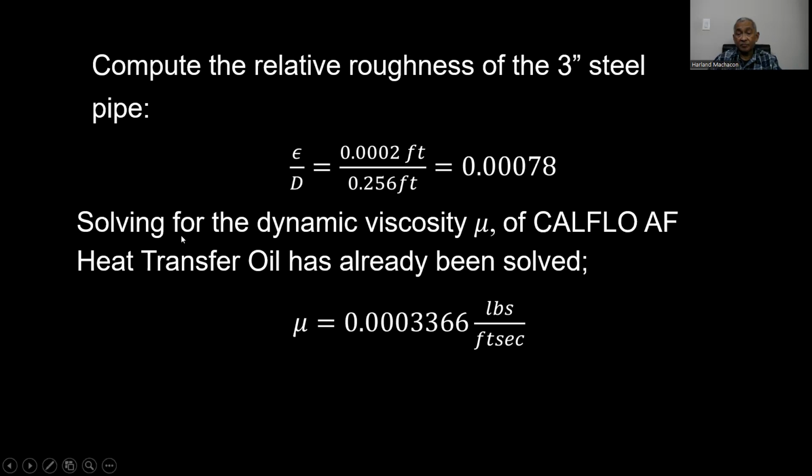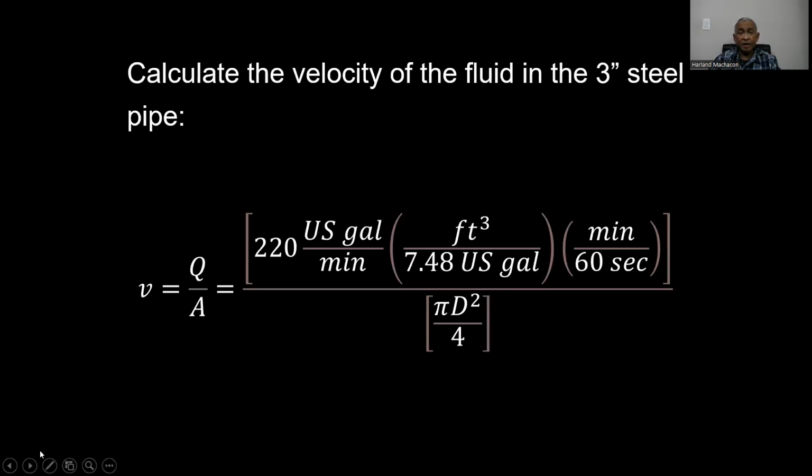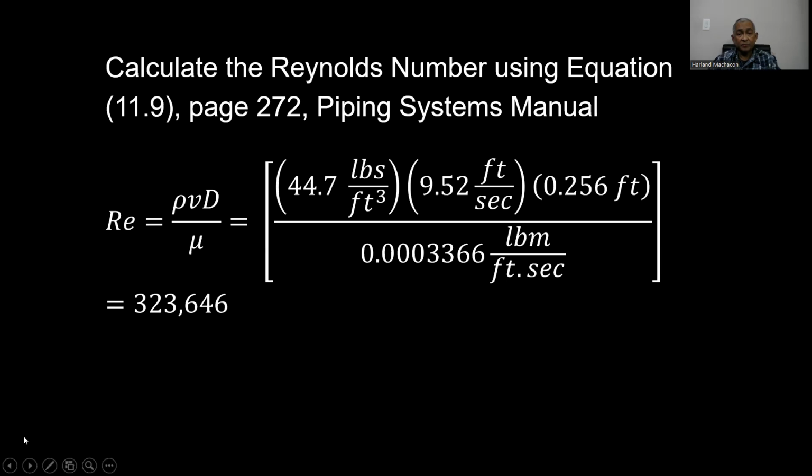Then we solve for the dynamic viscosity of the CalFlow AF heat transfer oil, which has been solved already in the previous tutorial, so no need to solve it again, to be 0.000336. Then we calculate the velocity of the fluid in the 3-inch steel pipe at a given flow of 220 US gallons per minute, and the velocity here will be equal to 9.52 feet per second.